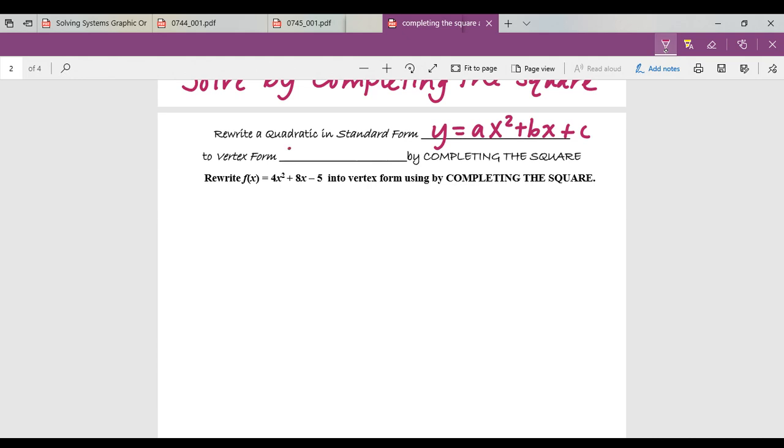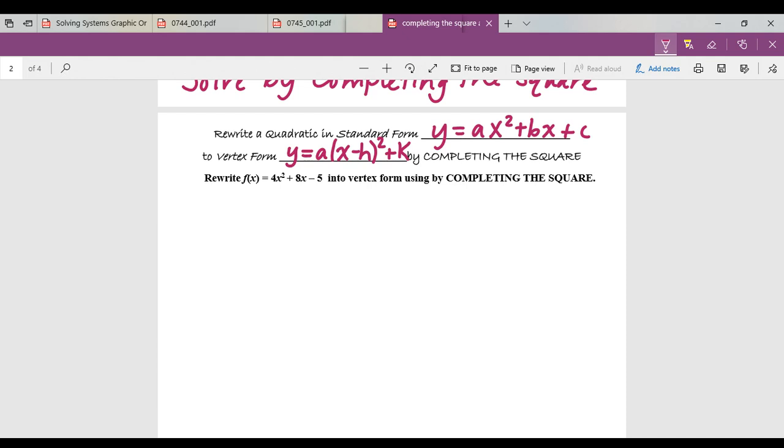All right, so vertex form looks like y equals a times x minus h squared plus k. This form is good for graphing. It is also not terrible for solving. Okay, I prefer it over the quadratic formula, in fact. I'm not a fan of the quadratic formula.